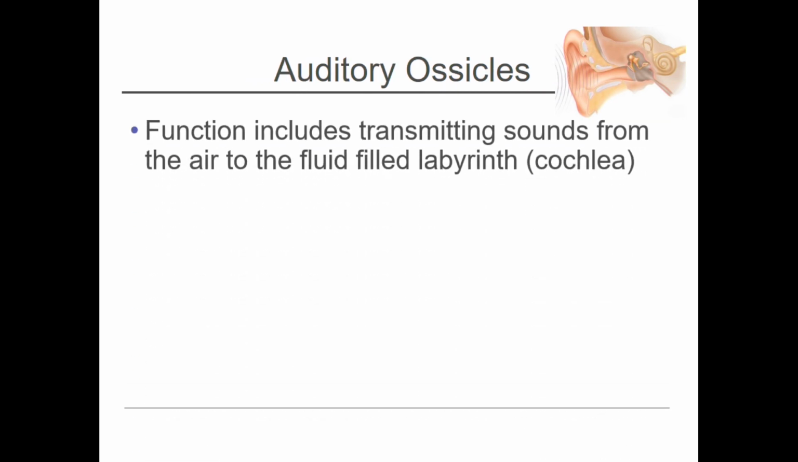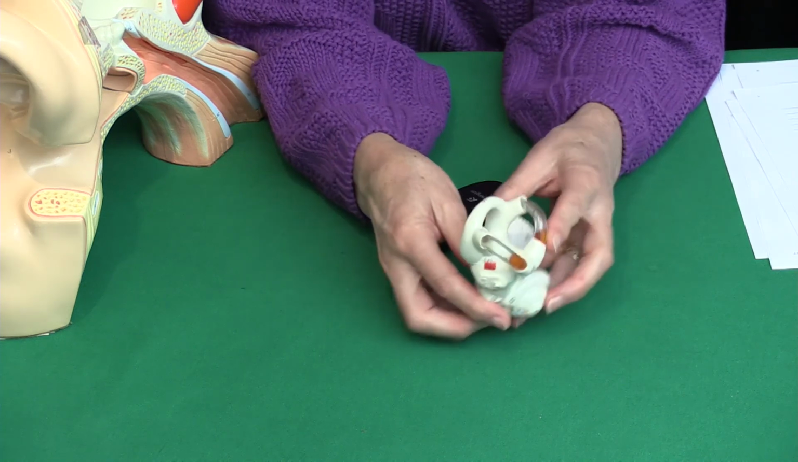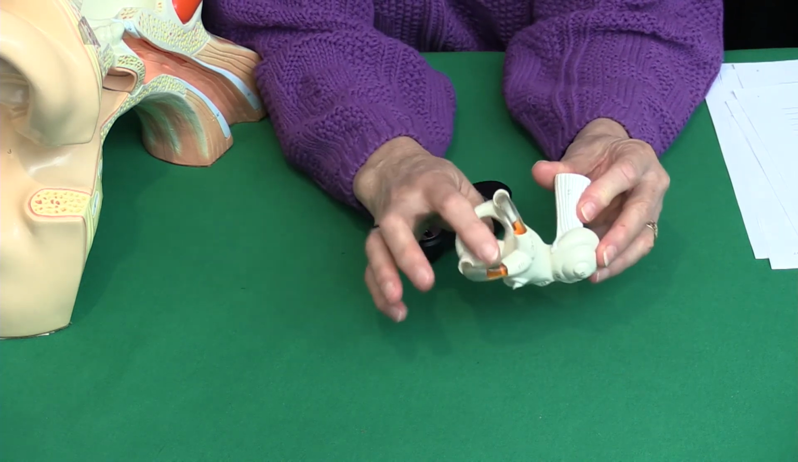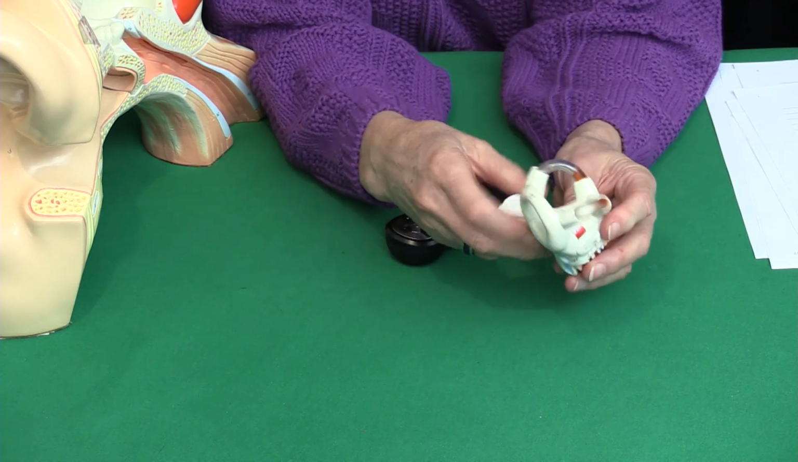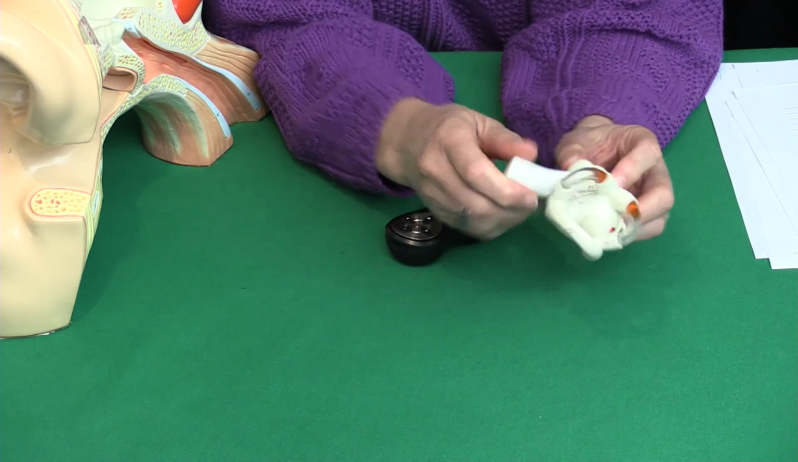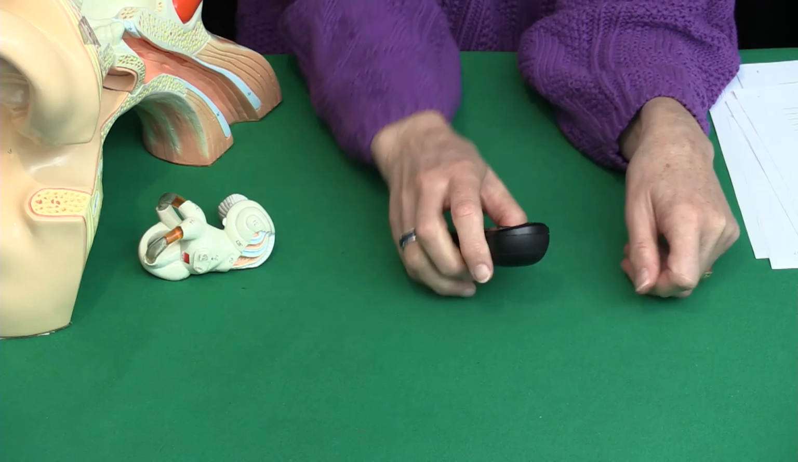So what is the function of these bones, or ossicles? What they do is they transmit sounds from the air to the fluid-filled labyrinth, which is the cochlea, which, if you want to see that right here, you can see there's fluid. This orange stuff is fluid, and that's the cochlea. And we'll talk about this in a minute. So back to the PowerPoint.